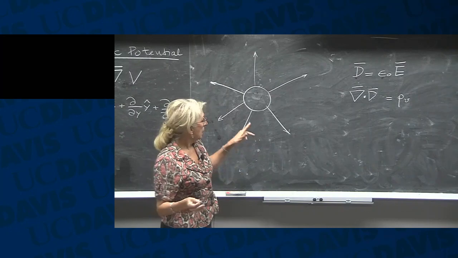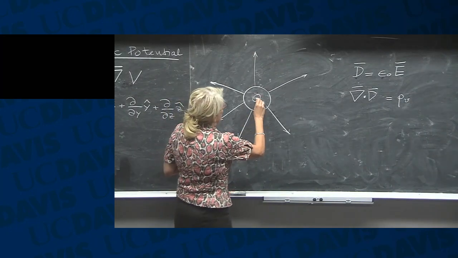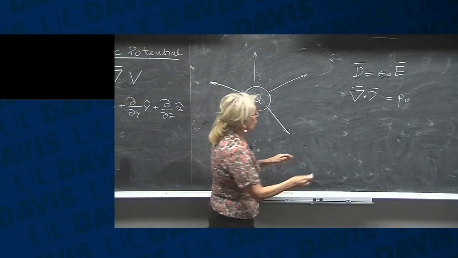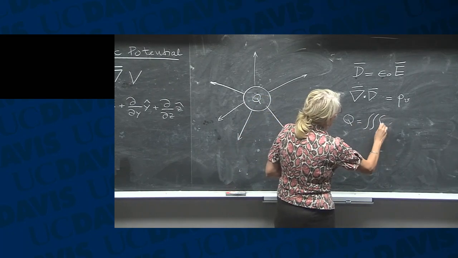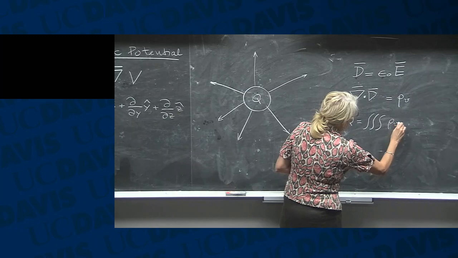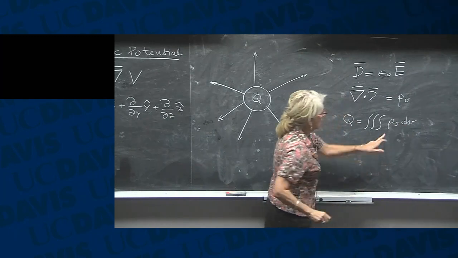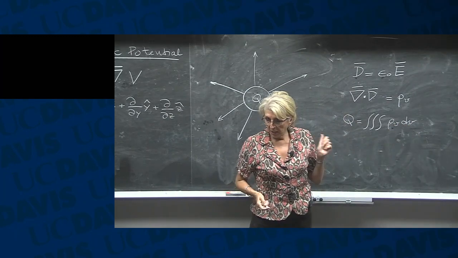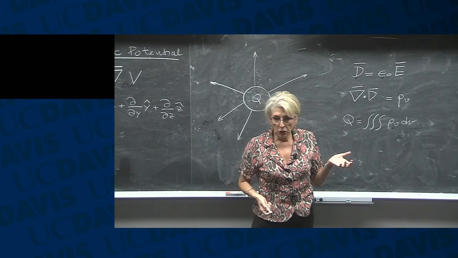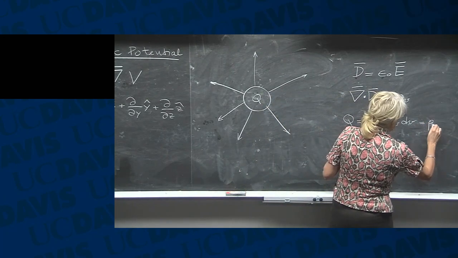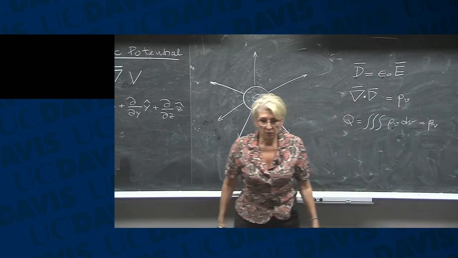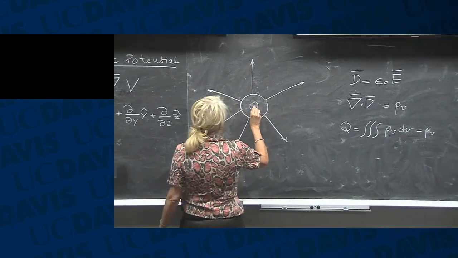What does that mean? That the total charge Q is going to be the volume integral of rho sub V dV. But I have assumed that rho sub V is the same. All right, so it's going to be rho sub V times the volume of the sphere. And how much is that?